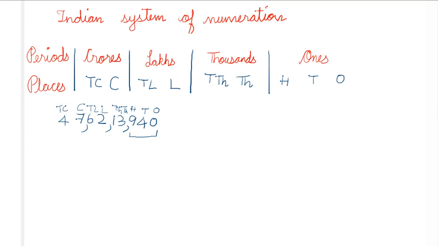So how can you read this? You can read it as 47 crores, 62 lakhs, 13,940. So this is about the Indian system of numeration.